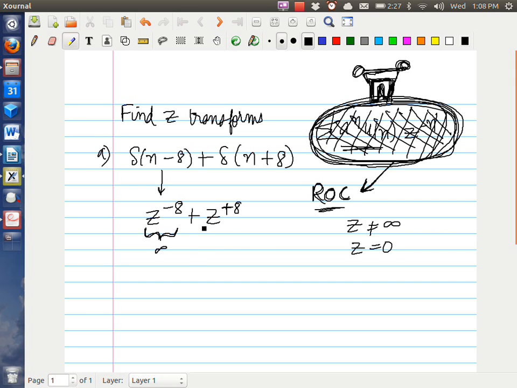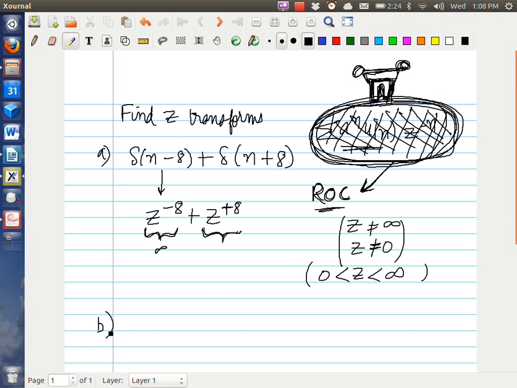So again, for this to be consistent, to not become infinite, z should not be infinity and z should not be 0. So that's the ROC. Another way of writing it is z less than infinity greater than 0, because it excludes both 0 and infinity, and either one is fine, this or that.